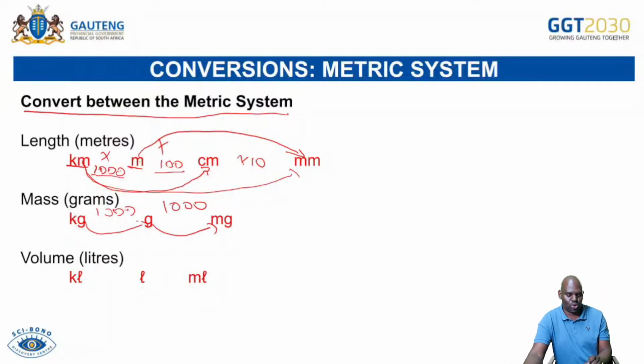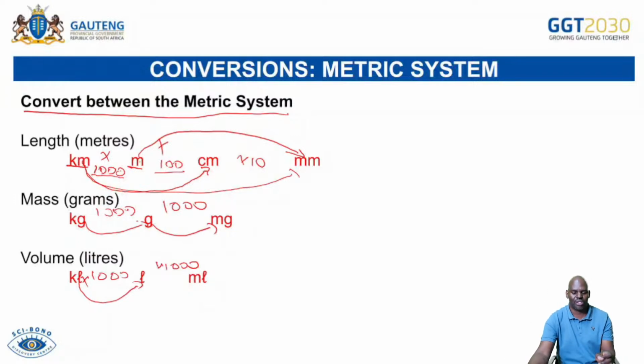Then again, with regard to volume in liters, if we want to convert from kiloliters to liters, we multiply by 1000. From liters to milliliters, we also multiply by 1000. Then from milliliters to liters, we divide by 1000. This is what you need to know by heart.